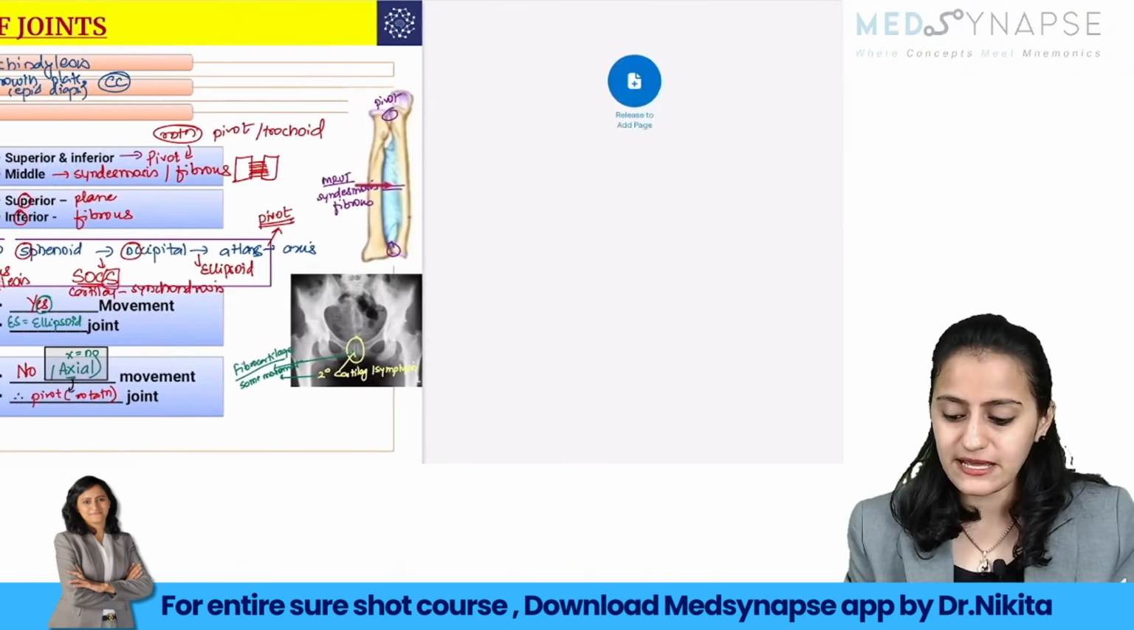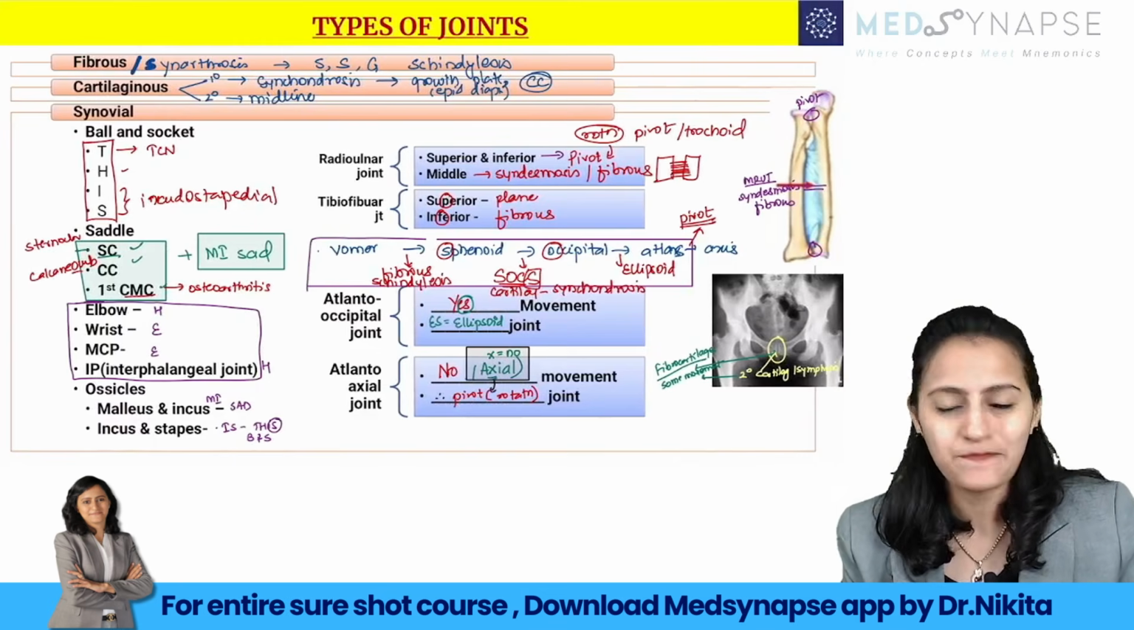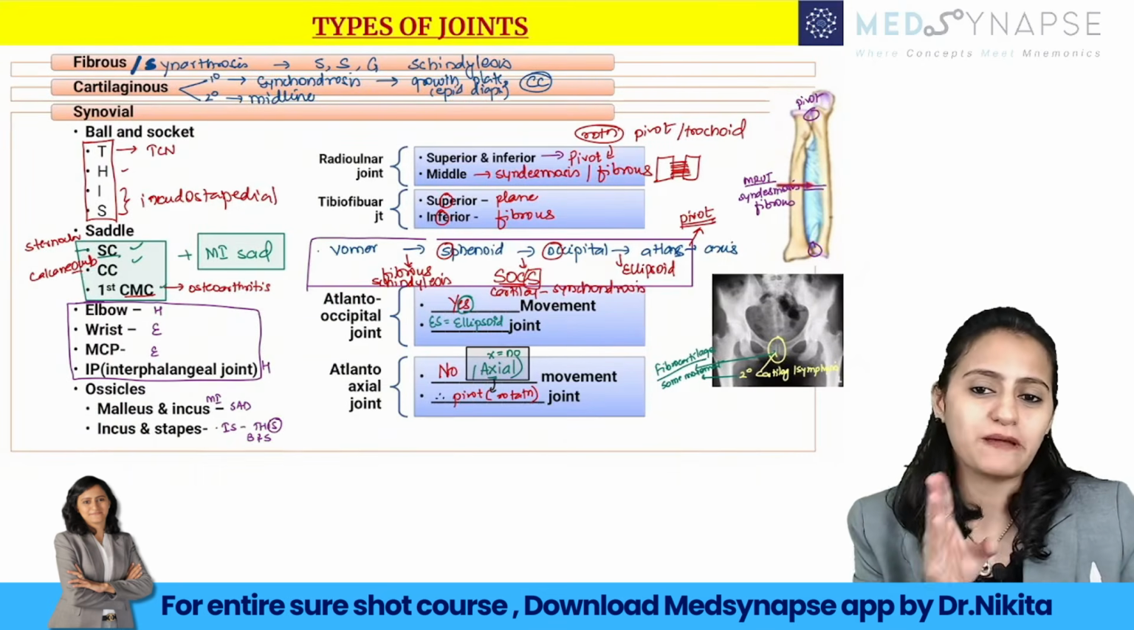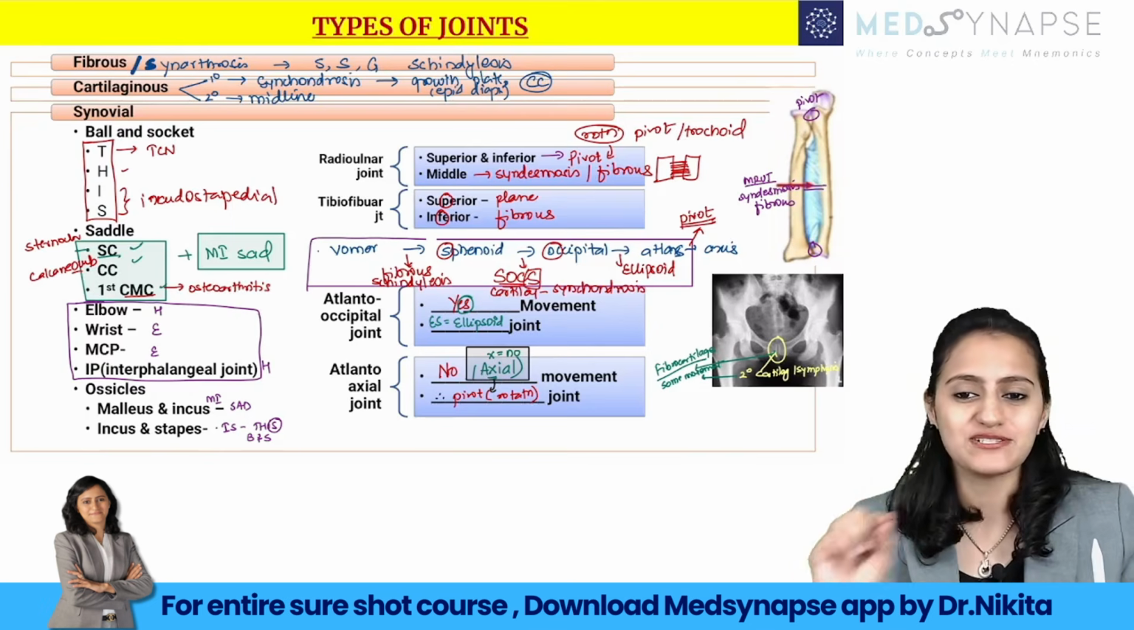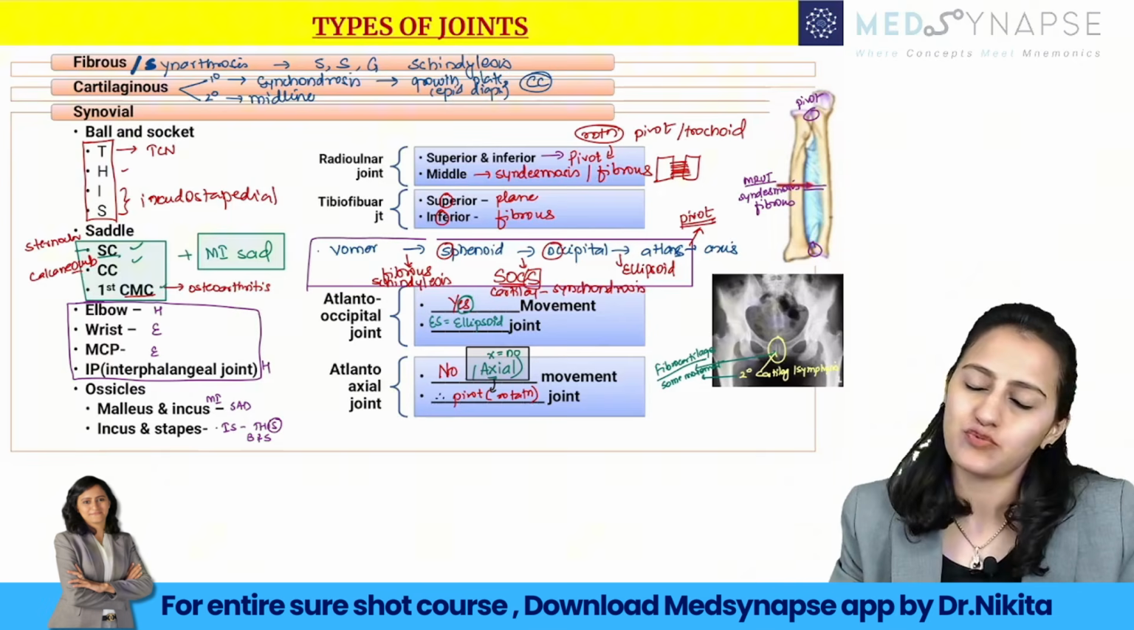So that was about the types of joints. I hope this is easy now. Again, do make your one-page notes, solve the questions, and just highlight in that one-page notes so that at the end you can revise it one day before the exam.